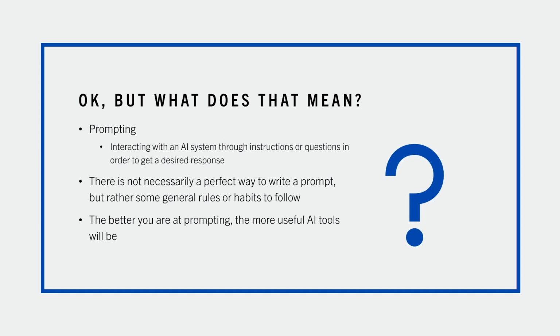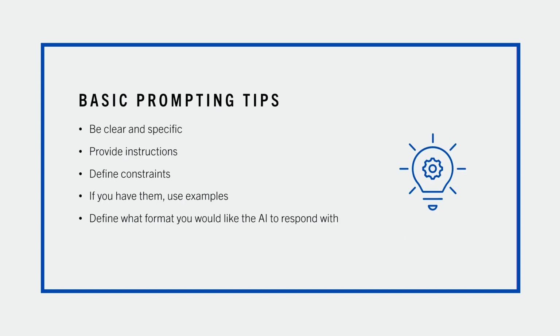First off, let's start with prompting. Prompting is interacting with an AI system through instructions or questions in order to get a desired response. There's not necessarily a perfect way to write a prompt, but rather some general rules or habits to follow, which you will learn about today. The key thing to note is that the better you are at prompting, the more useful AI tools will be to you. Here we have a few very basic prompting tips to follow.